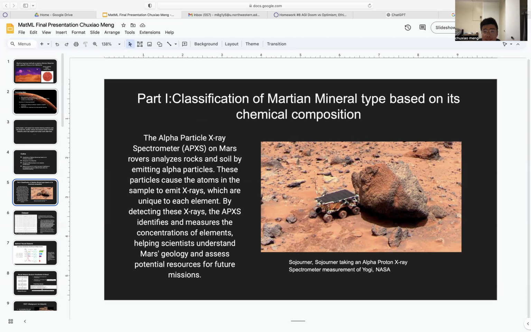NASA has sent some Martian rovers to Mars, and these rovers usually carry some advanced instruments. One of the instruments is called the Alpha Particle X-ray Spectrometer, or APXS. The APXS will emit alpha particles to a sample, and the sample will emit X-rays. So by analyzing the X-ray pattern, we will know the distribution of the compounds in such a mineral.